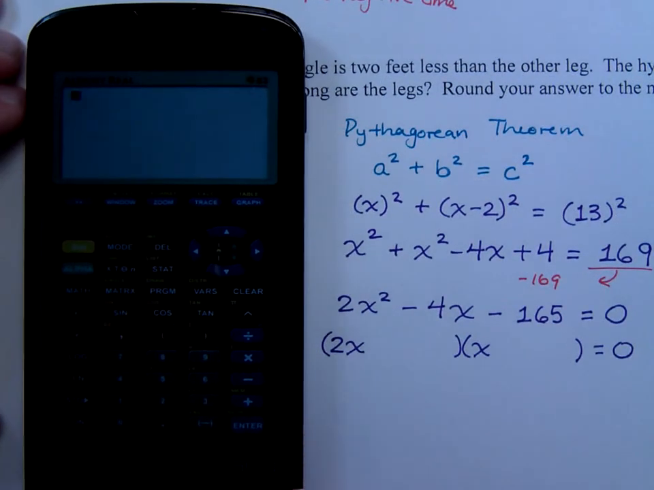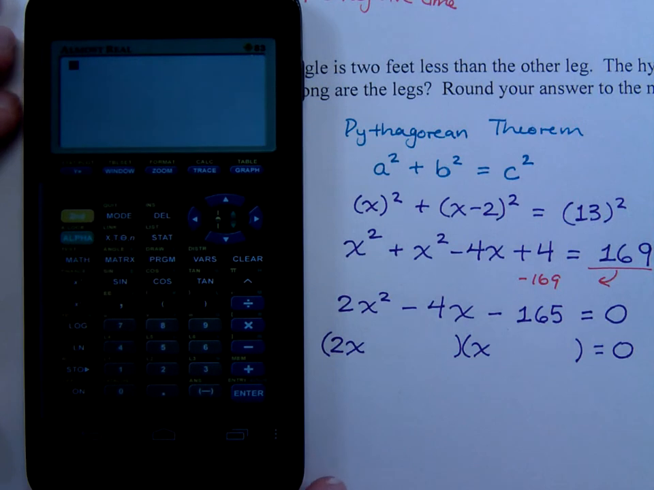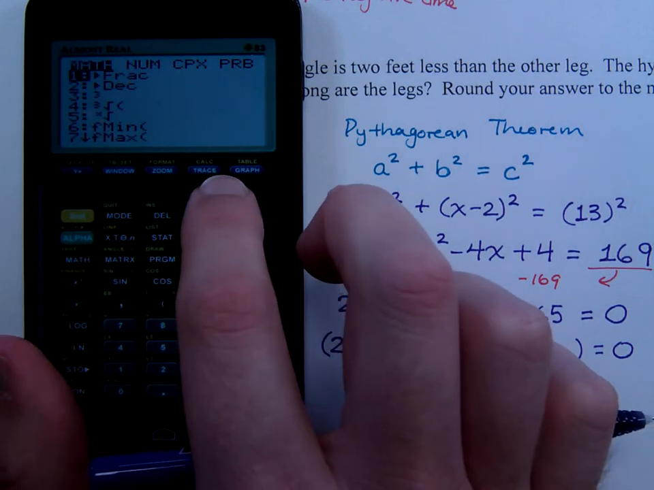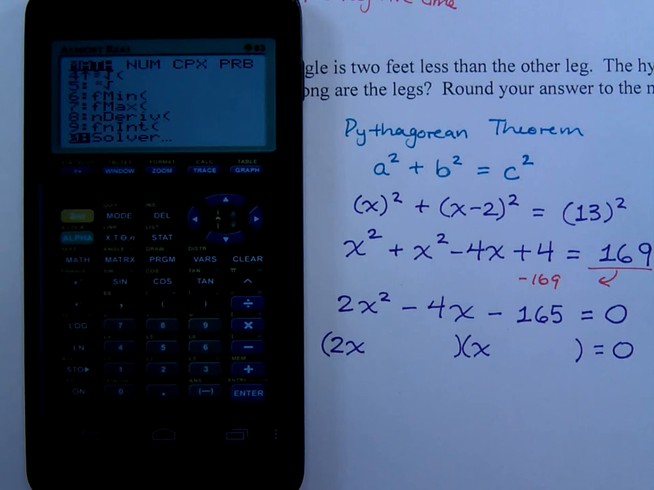So here we have the graphing calculator, and one of the things I want you guys to see is this. If you press the math menu, if you press up from this first option, you see this thing that says solver. And this is really the easy way to solve quadratic equations, especially when they're going to be nasty like this.